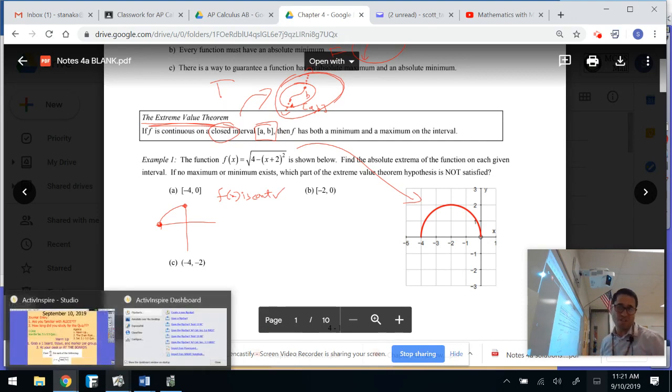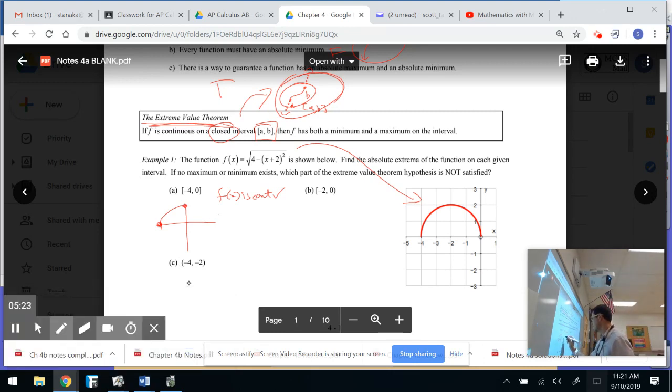Check, right? There was no pointy place, no discontinuity. We're good to go. I said pointy place. We're not doing differentiability, class, just handling continuity. Okay, next is the interval closed.